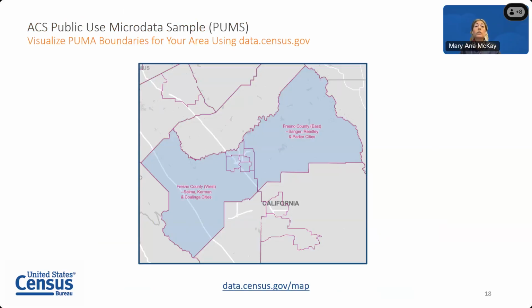Another great tool is using data.census.gov, which has the ability to visualize geographies. So this screenshot shows the PUMAs that make up Fresno County, California. If you look closely, you can see that there are 7 that make up the county, so you can combine data from all to approximate estimates for the county.